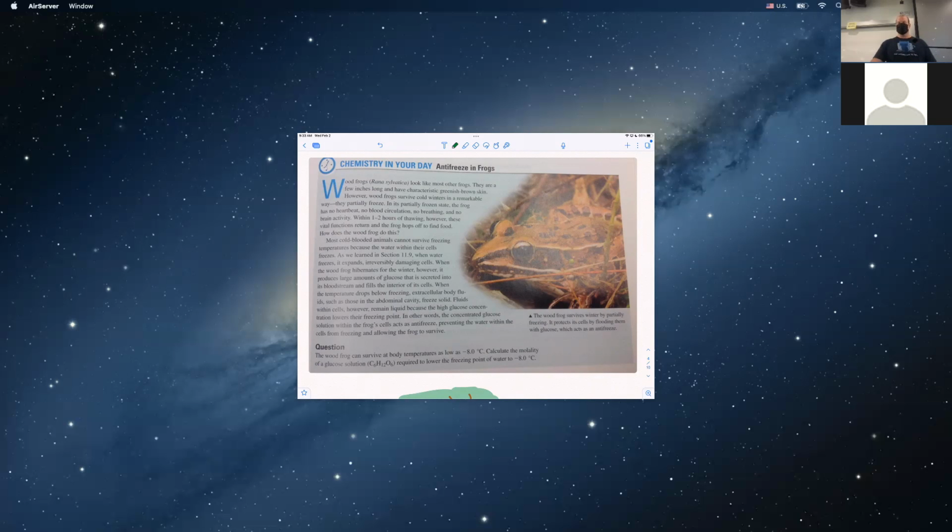So it causes the fluids in the frog to have a freezing point depression, and then the frog won't freeze, but its metabolism will slow down very, very slowly. And then when the spring melt comes and the frog warms up, it's got lots of energy and hops away.